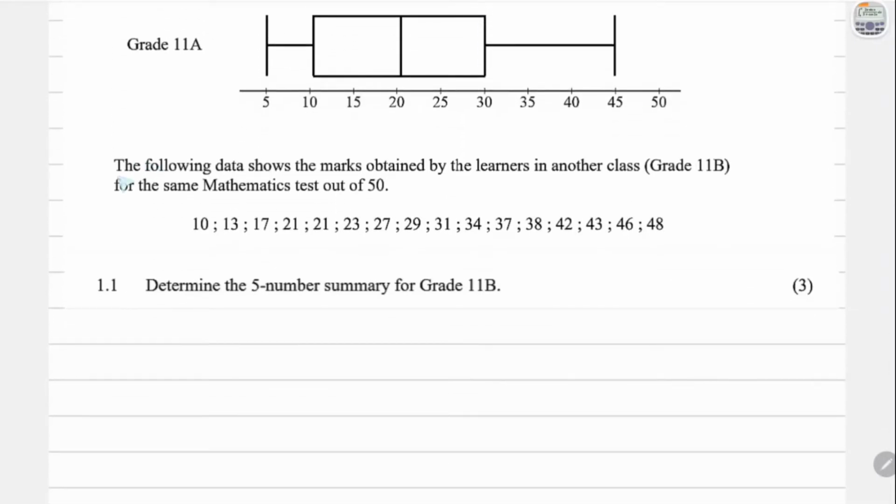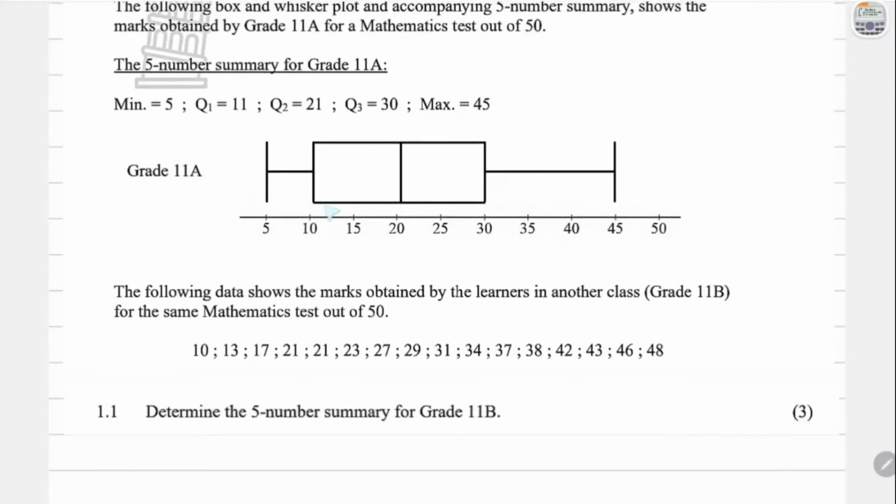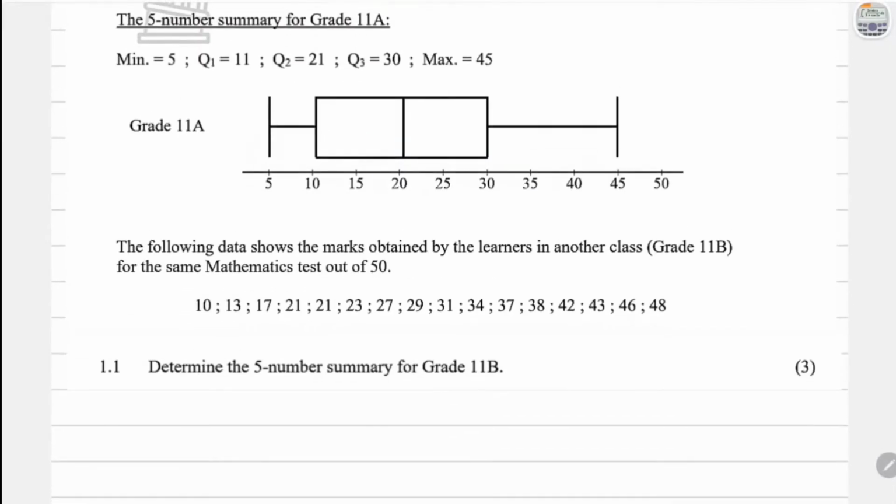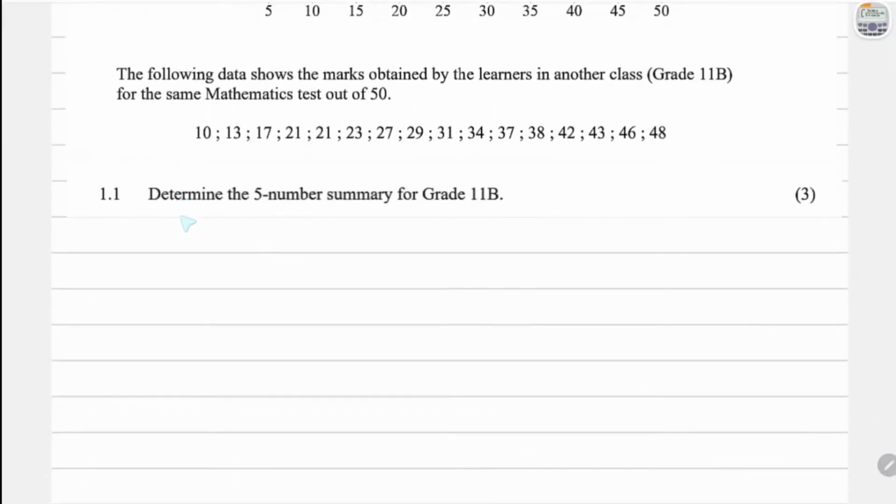Then they tell us that the following data shows the marks obtained by the learners in another class, grade 11B, for the same mathematics test out of 50. As you can see, they gave us another data set. This one, they've already completed it for us. So the first question, 1.1, says, determine the 5-number summary for grade 11B.